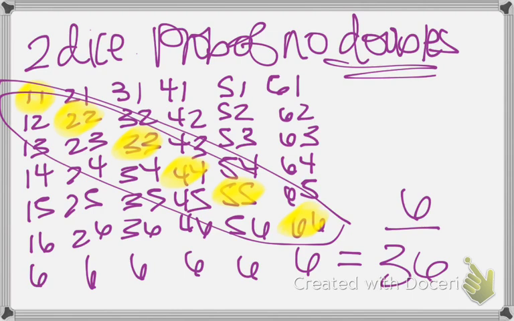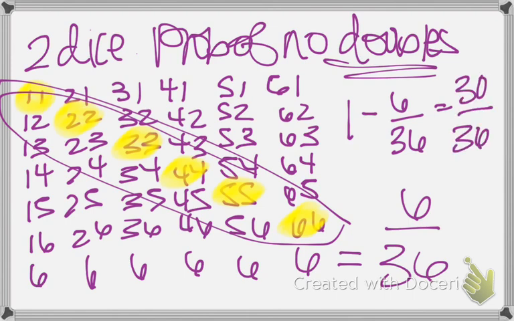So not rolling doubles would be 1 minus 6 out of 36, which would be 36 out of 36, so that's 30 over 36. Well, that reduces to 5/6. So 5 out of 6. Okay?